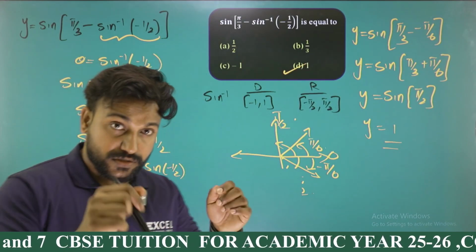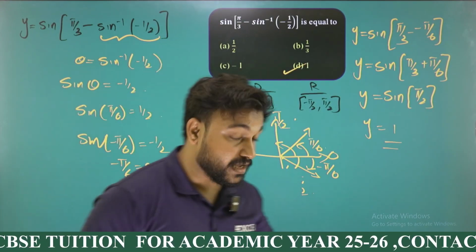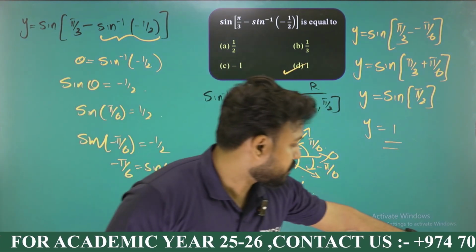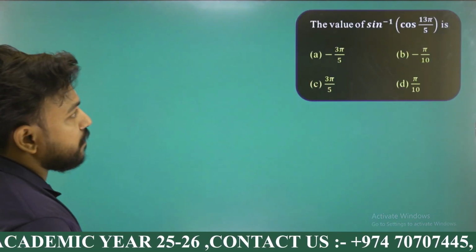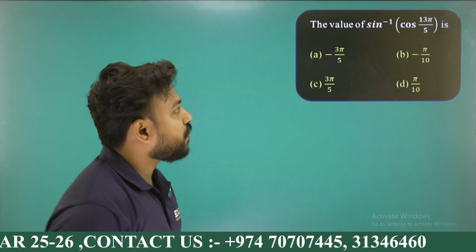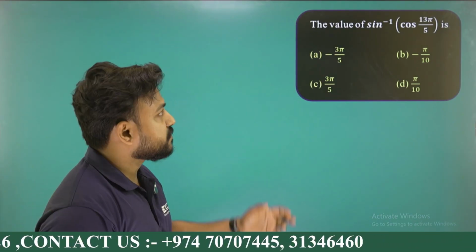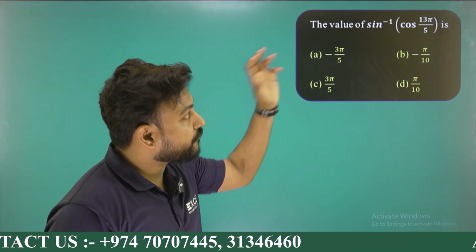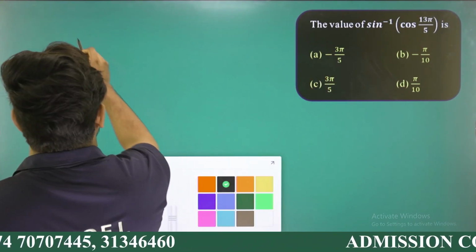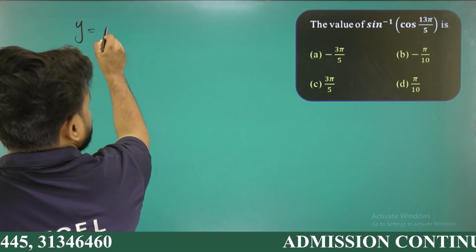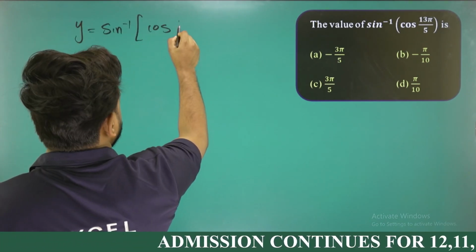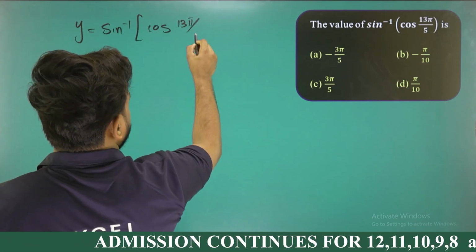Okay. Hope you understood. We can go for the next question without wasting time. So listen. The next question is: the value of sine inverse of cos 13 pi by 5. So I'm writing it as y. Y is equal to sine inverse of cos 13 pi by 5.